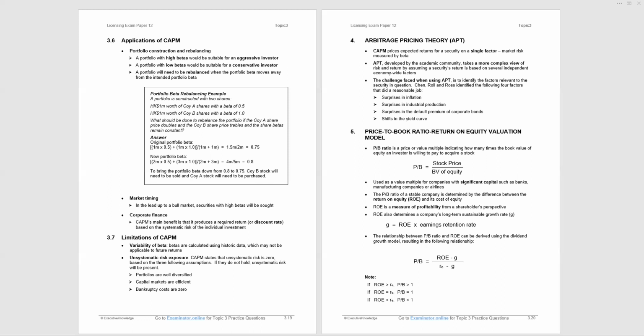And with corporate finance, the required rate of return, the discount rate that you're going to use to value an investment, can be based on the capital asset pricing model, reflecting the systematic risk of individual investments. Now, what are the limitations of using the capital asset pricing model? First of all, variability of beta. Beta is calculated using historic rates. We saw that through the linear regression practice that we covered earlier.